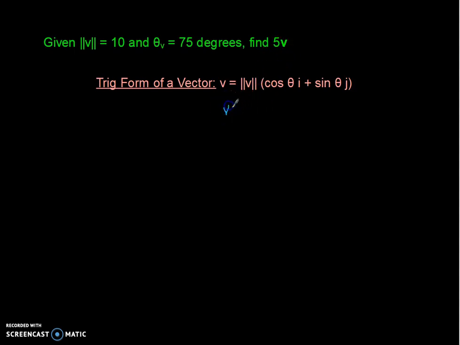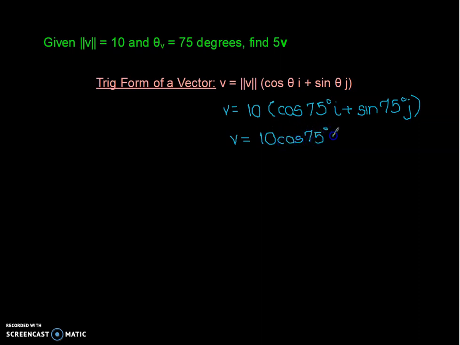So first I'm just going to find out what v is. The magnitude would be 10 times cosine of 75 degrees i plus the sine of 75 degrees j. Now, if I were to distribute that 10, I would get 10 cosine 75 degrees i, notating the x value, and then plus distribute the 10 sine of 75 degrees j, noting the y correlation to it. And then remember that the actual problem is asking for you to find 5v.